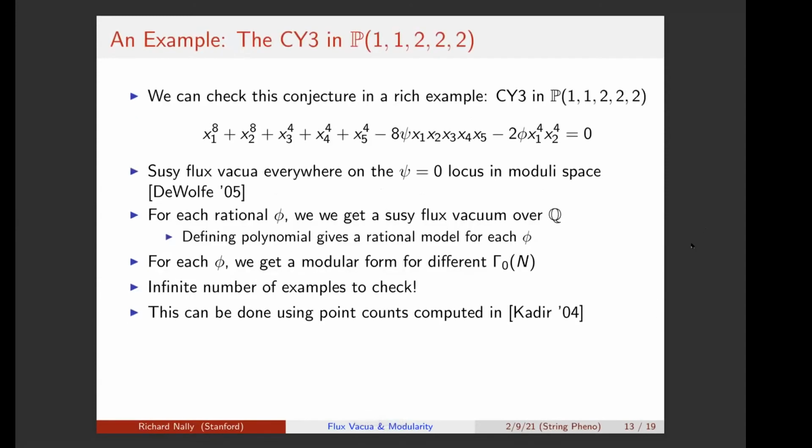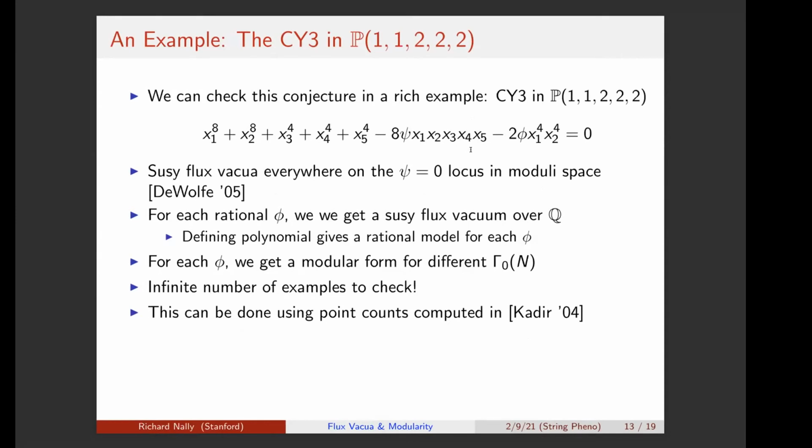So since there are some pretty powerful conjectures in play here, we should try checking this in examples. And so the best sort of examples to check this on are the examples where we have continuous families of flux compactifications. And so such an example is given by the Calabi-Yau threefold I gave you earlier. It's the Calabi-Yau threefold in P11222. So this is its defining polynomial. And as long as psi equals 0, it was shown by de Wolf that we have a supersymmetric flux compactification for all phi.